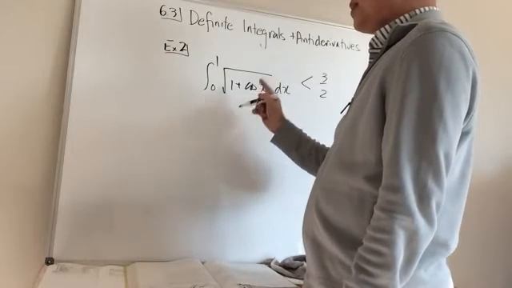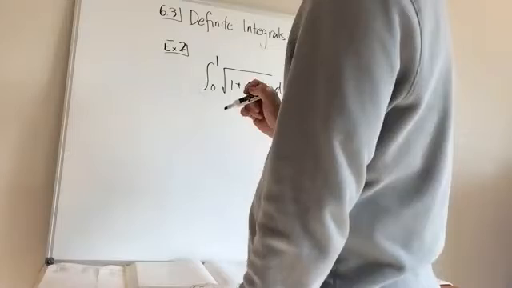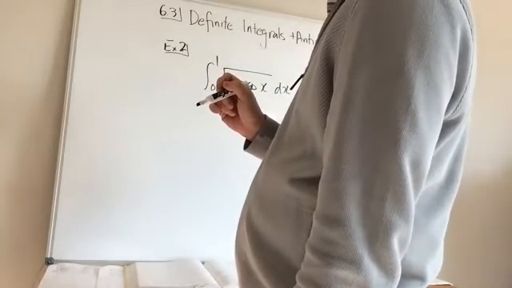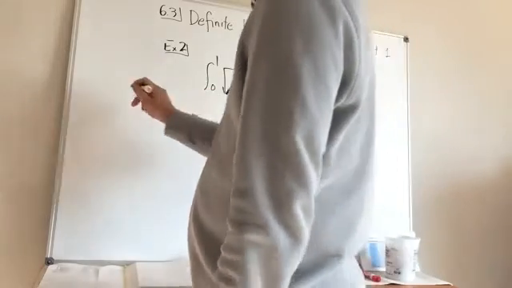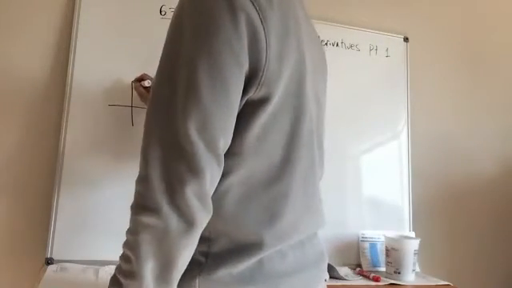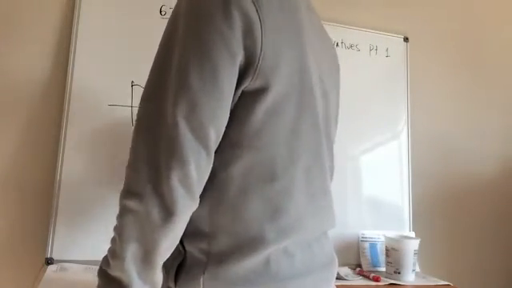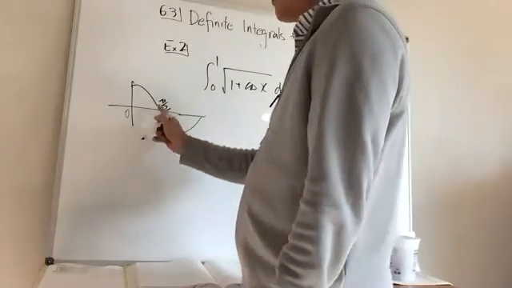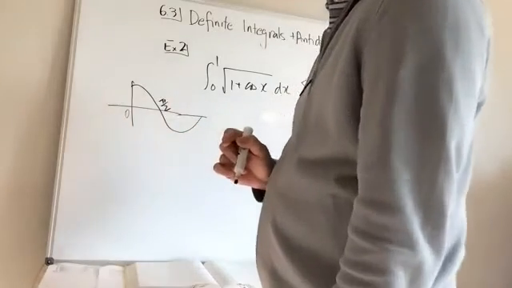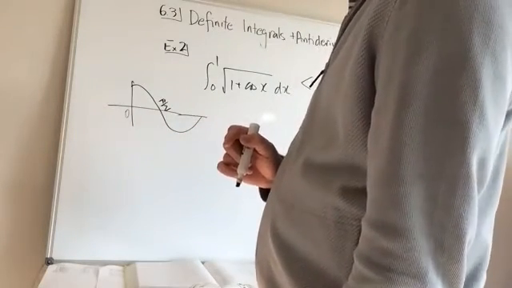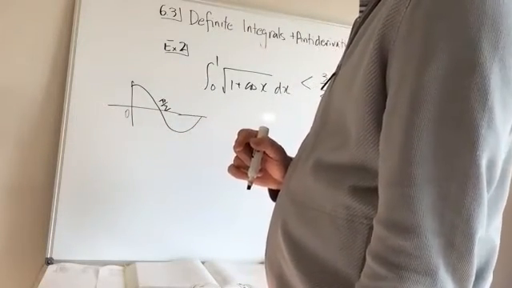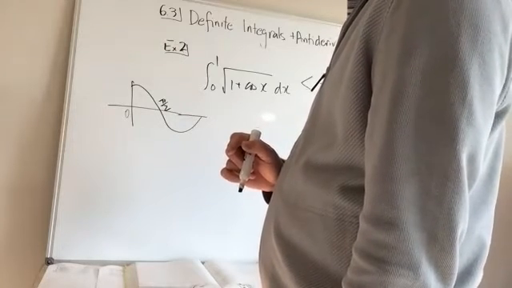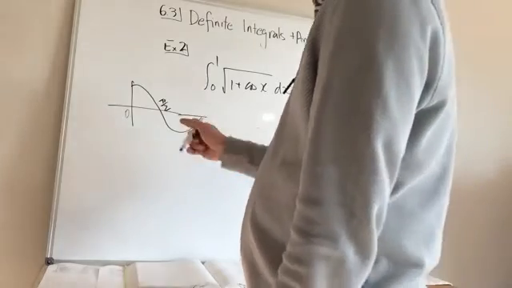But what would be the maximum value of cosine x? 1. Okay, are we sure about that? Let's look at this. Cosine x goes like this, right? From 0 to pi over 2. So is 1 greater than or less than pi over 2? Anybody? JJ. I don't know. What is pi?